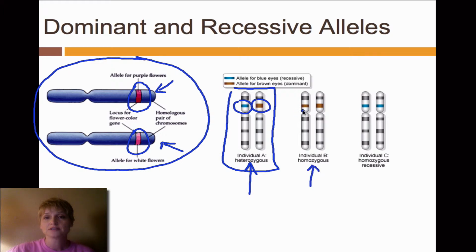Now in this one, we see that there's two brown-eyed alleles. So we call this homozygous dominant. Homozygous means they're the same, so they have the same alleles. They both have the allele for brown eye color, and so brown eyes is what that individual is going to have. This one is also homozygous, but we call this homozygous recessive because both the blue-eyed alleles are there. There's two recessive alleles, so this individual is going to have blue eyes.